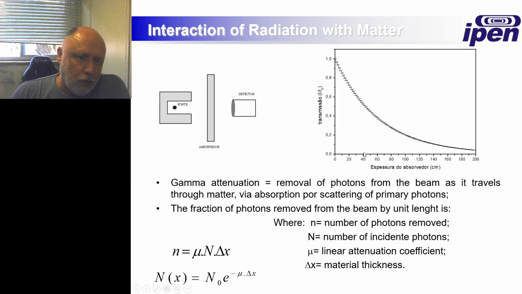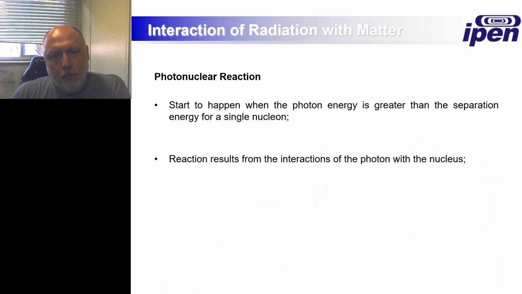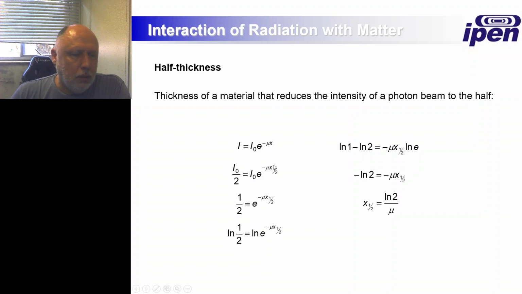There is such a thing as what we call half thickness, which is the thickness at which the intensity gets down to half of it. And just like with the decays and every other exponential decay thing, this will be true, and all the relations will be the same.